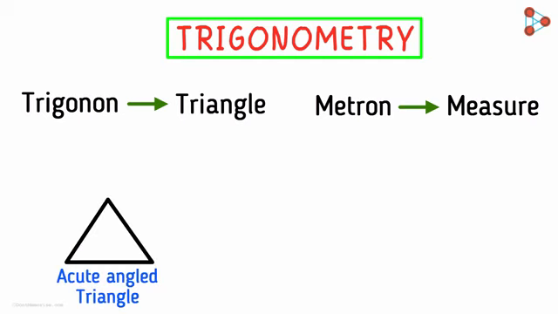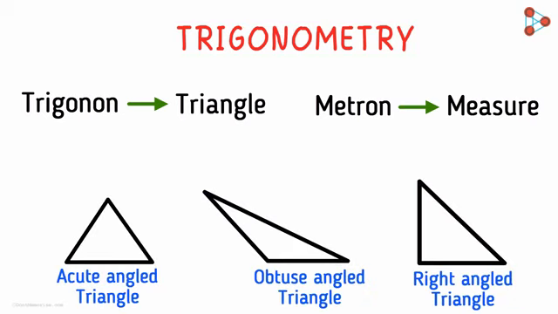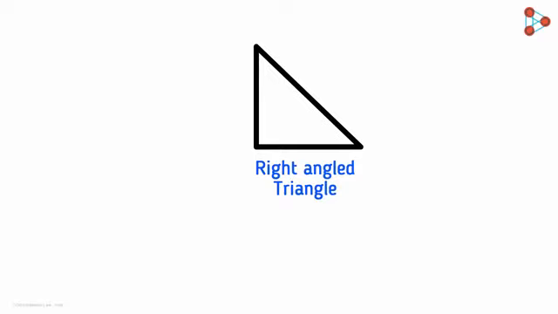Triangles can be acute, obtuse, or even right-angled. However, the triangle that we will be focusing on is a right-angled triangle. What is a right-angled triangle? We call a triangle a right-angled triangle, or in short, a right triangle, if one of its angles measures 90 degrees. Let us name the vertices of this triangle as A, B and C.